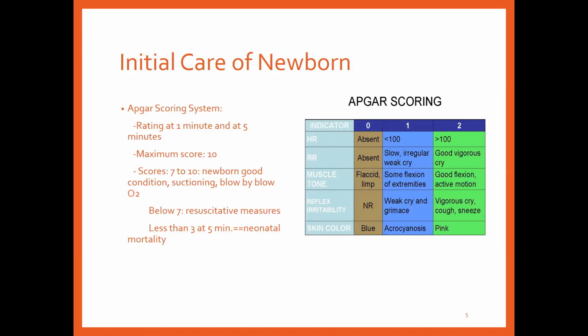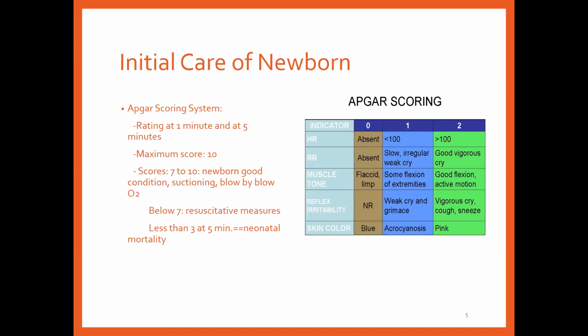In this APGAR scoring, we look at the heart rate, respirations, muscle tone, reflex irritability, and then the skin color of the baby. You can see here's one example on the sheet where it shows the heart rate. If it's absent, you get 0. If it's less than 100, you get 1. If it's greater than 100, you get 2 points. So it's a point system. Respirations, if they're absent, 0. Slow or irregular, or a weak cry, you get a 1.